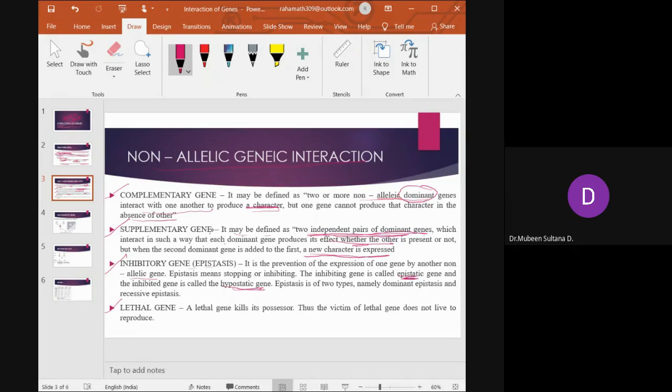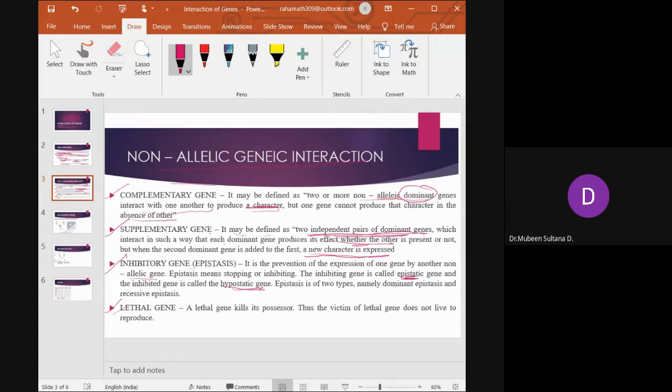And then finally, we come to what is called lethal gene. A lethal gene itself kills the possessor. For example, a plant or a human being who has the gene will not survive to reproduce for the next generation. So lethal gene kills the possessor. Thus, the victim of a lethal gene does not live to reproduce. These are the four main types of non-allelic interactions which you'll be studying for this chapter. We shall go one by one in detail.